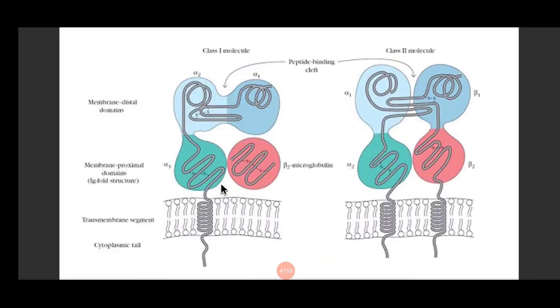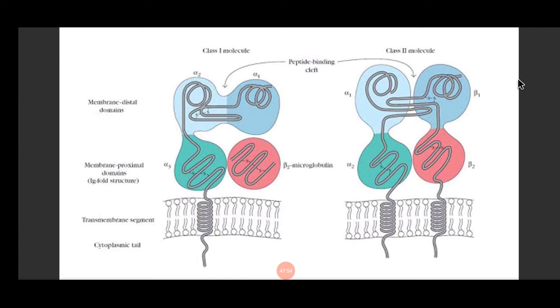So if we look, this is the class 2 molecule, this is the class 1 MHC molecule. Class 1 MHC molecule has one alpha chain. This three-lobed structure is one alpha chain, and this is beta 2 microglobulin. And class 2 molecule is made up of two chains, one alpha and one beta chain. Class 1 is made up of one long alpha chain and one beta 2 microglobulin. Beta 2 microglobulin is a different protein. It comes from somewhere else. It is not an HLA protein. And there is a portion that is the transmembrane segment.